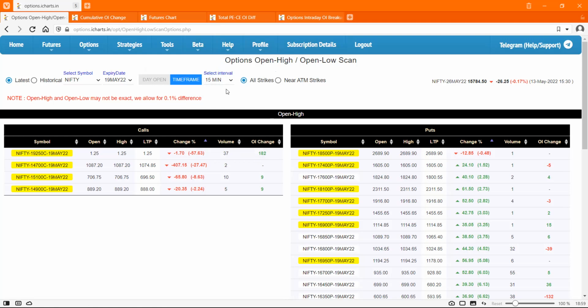I'll still confirm once I check with my team; you can post it in Telegram. The reason I'm saying is because this becomes very useful. Say on a day like Friday, in the last 15 minutes you can see whether calls are making highs or lows, or puts are making highs or lows. That also gives you an indication of what one should be looking forward to.